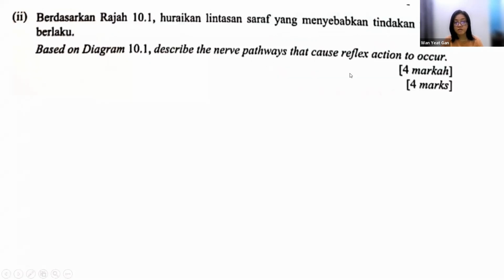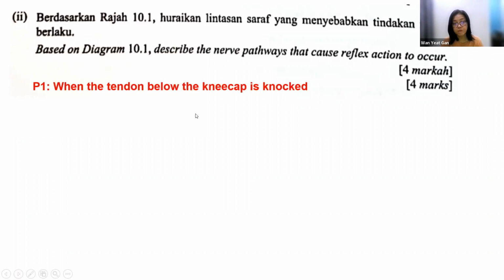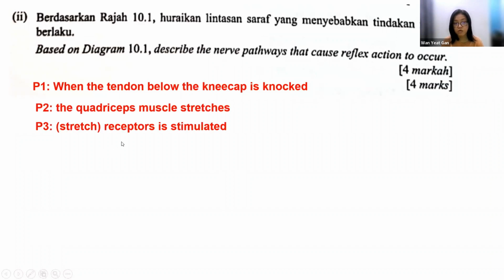Okay, next, based on the diagram, describe the pathway that caused the reflex action. Now, the reflex action that you saw just now when the doctor knocked the knee with a rubber hammer. So you are supposed to describe the nerve pathway. When the tendon below the kneecap is knocked, the quadricep muscle will stretch. So there is a stretch receptor at the quadricep muscle which will be stimulated, and this triggers a nerve impulse.